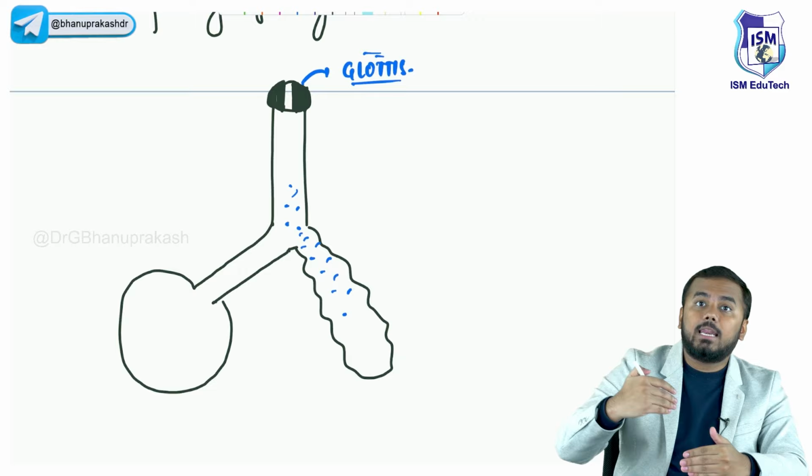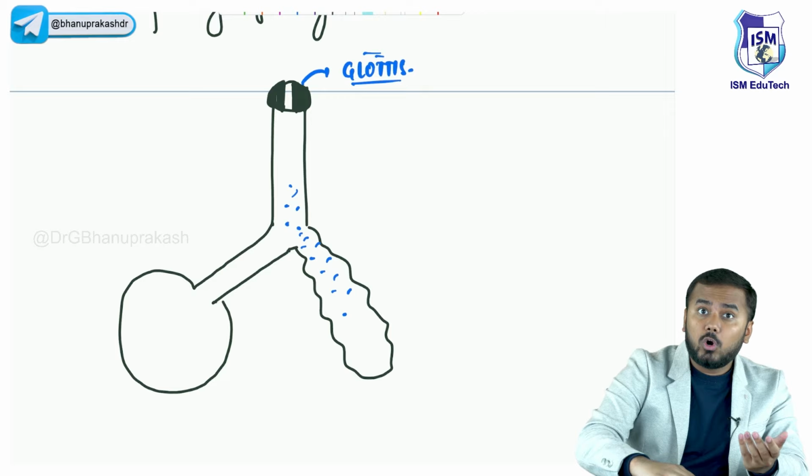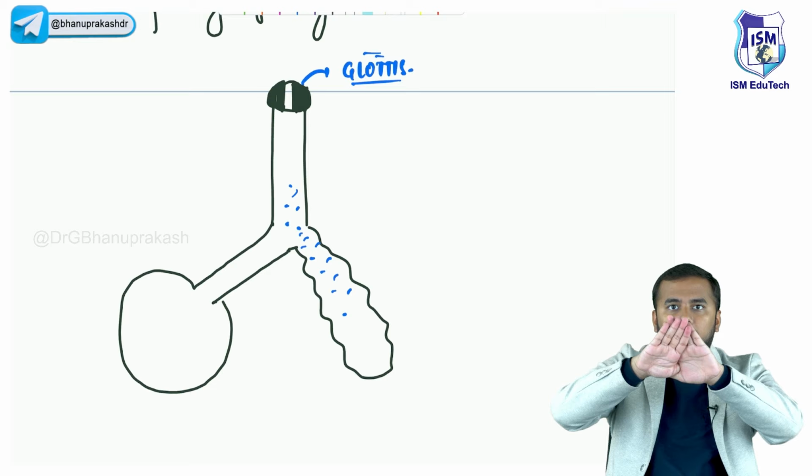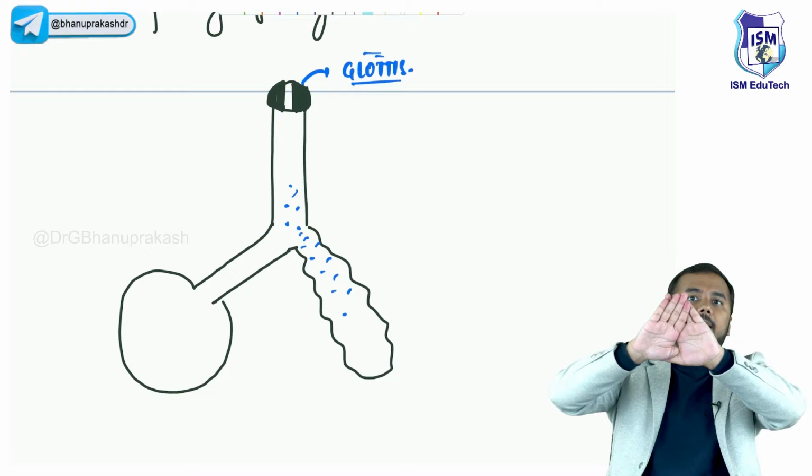The reason is that our body will close this glottic opening, leaving a small narrow foramen. You can see a small narrow opening. Through this narrow opening, some amount of air will escape out, but 80% of the air will remain in the lungs.